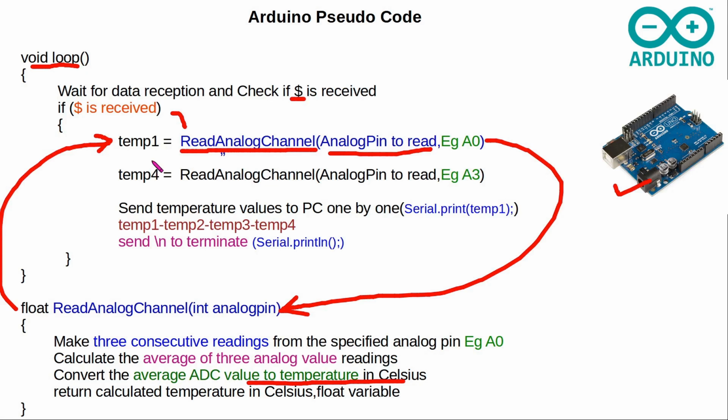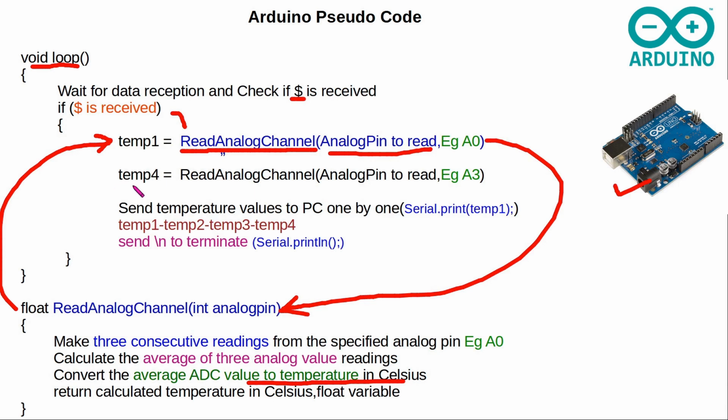Next, there is another value called temp2, which will call the same function. And instead of A0, it will give the value A1. And it will come here and it will calculate the temperature at A1. And the value is given to temp2. Like that, we will go for temp3 and finally temp4. In this way, 4 analog channels are read and their temperatures are calculated.